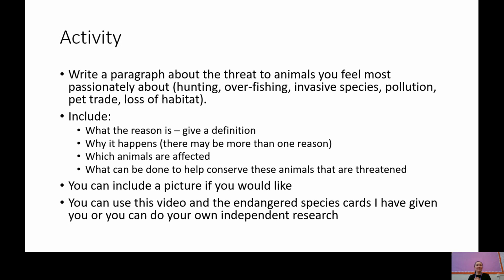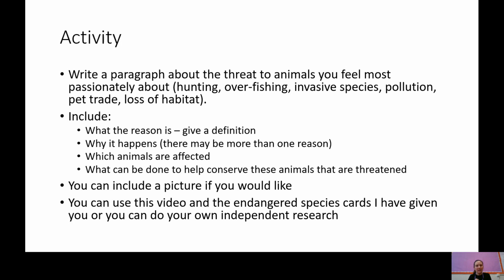Okay, so your activity today, what I would like you to do is write a paragraph about the threat to animals you feel the most passionately about. So if you think that we should really stop hunting because you think it's awful, then I'd like you to write a paragraph about hunting. If you think the most important thing that us as humans need to do is cut down on our pollution, then I'd like you to write a paragraph about pollution. And if you think it's loss of habitat, pet trade, invasive species, or overfishing, then you can write about any of those 6 that we've discussed today.